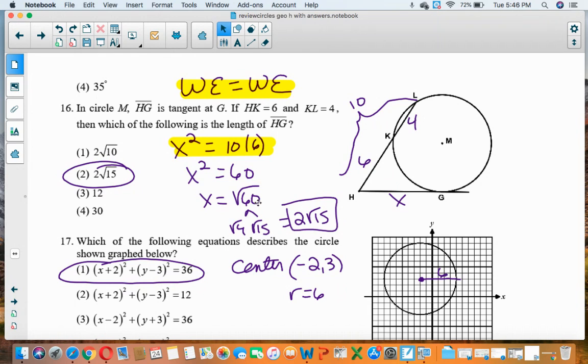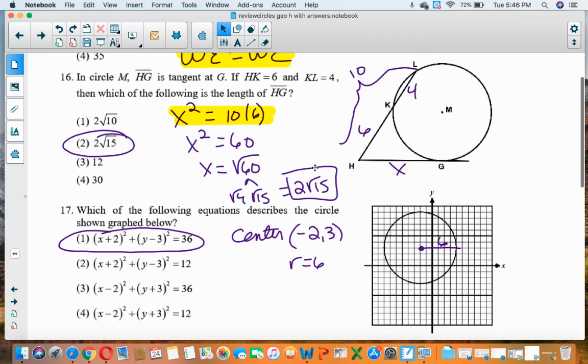Then I take the square root of 60 and I simplify it. So basically I'm saying 4 times 15 is 60. The 4 is a perfect square. That's why it comes first. And the square root of 4 is 2.